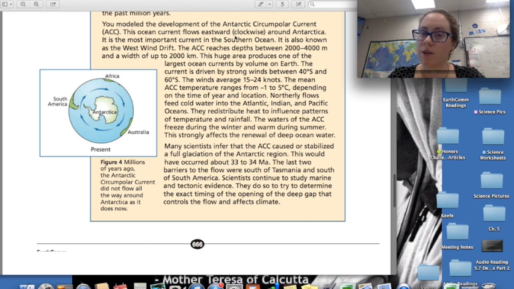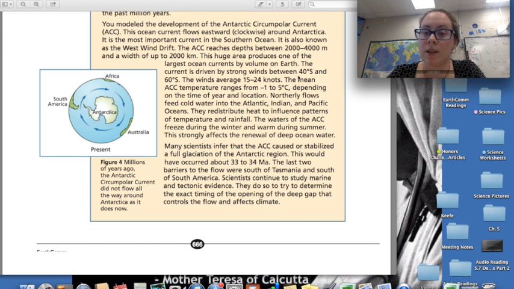You modeled the development of the Antarctic Circumpolar Current, ACC. This ocean current flows eastward, clockwise, around Antarctica. It is the most important current in the Southern Ocean. It is also known as the West Wind Drift. The ACC reaches depths between 2,000 and 4,000 meters and a width of up to 2,000 kilometers. This is much deeper than most of the other surface currents that we've seen. This huge area produces one of the largest ocean currents by volume on Earth.